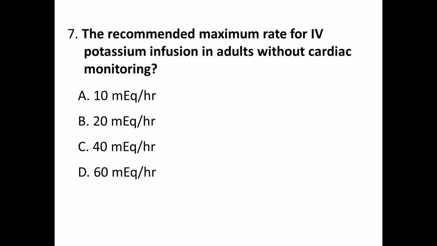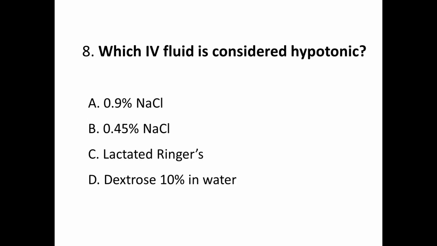So, moving on to question number 7, the recommended maximum rate for IV potassium infusion in adults without cardiac monitoring, is it A, 10 milliequivalent per hour, B, 20 milliequivalent per hour, C, 40 milliequivalent per hour, or D, 60 milliequivalent per hour? And the answer is A, 10 milliequivalent per hour.